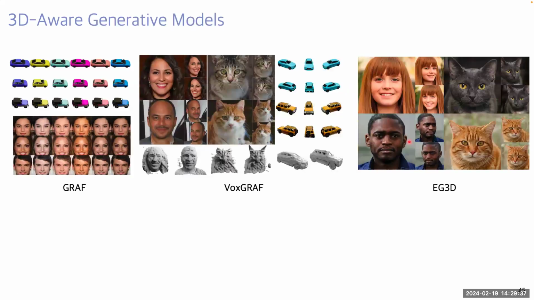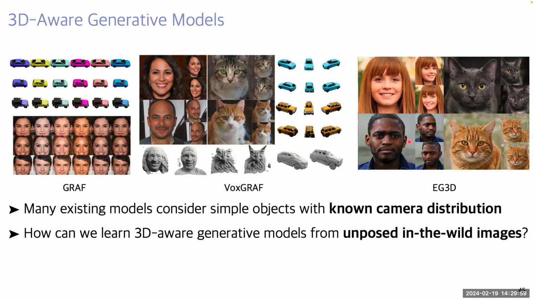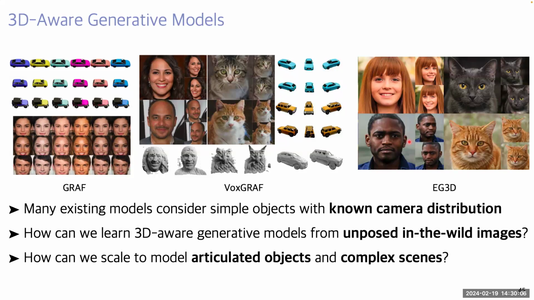And of course, there are many follow-up works in this direction, including the VoxGRAF that we did, and also the very well-known EG3D. So we can see that all of these works consider simple objects with a known camera pose distribution, for example cats or human faces, where the camera pose distribution is fairly easy to obtain. So the question we ask here is, how can we learn 3D-aware generative models from unposed in-the-wild images, as well as scale up to articulated objects and complex scenes?